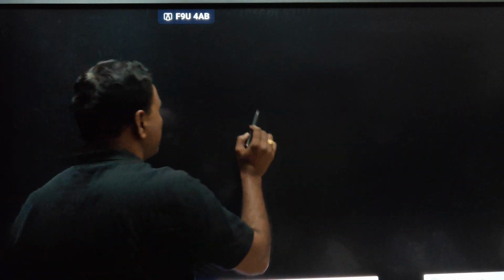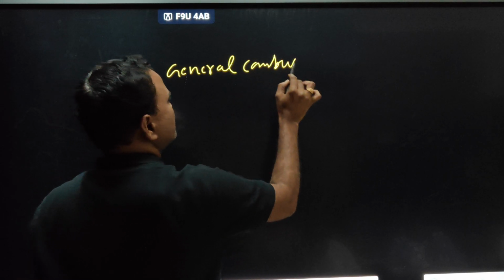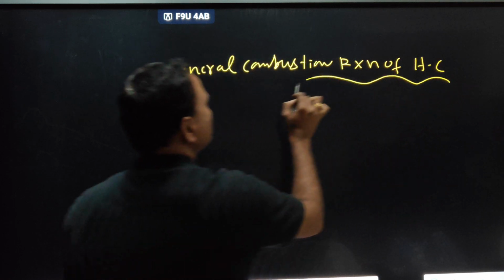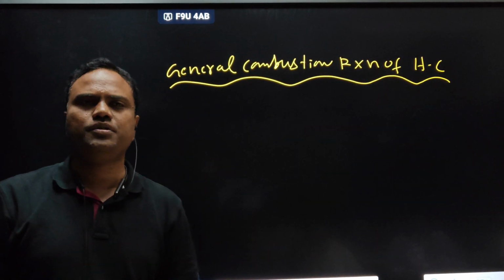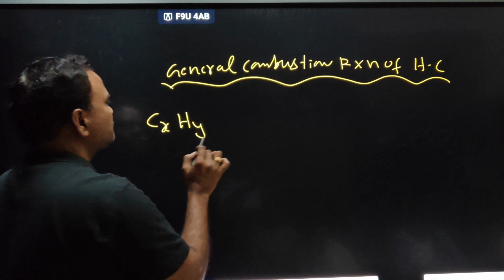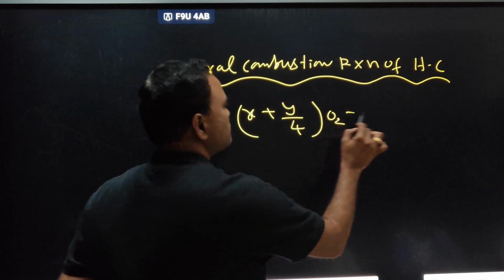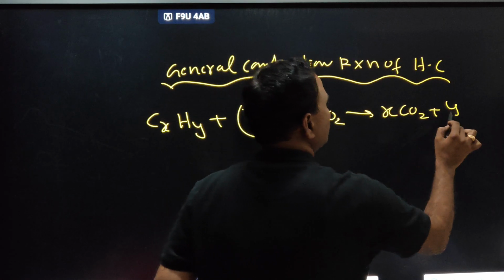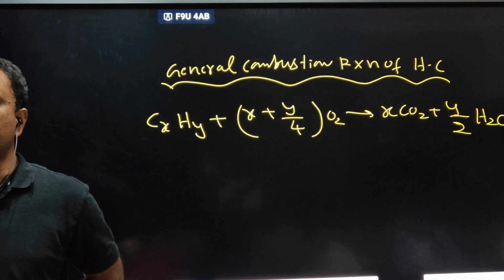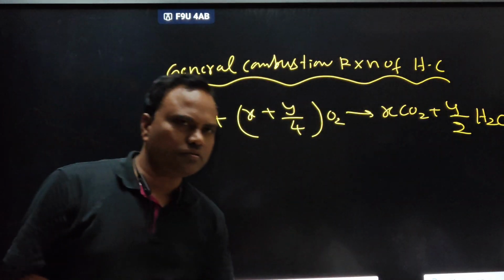General combustion reaction of hydrocarbon. CXHY plus X plus Y by 4 O2 gives rise to XCO2 plus Y by 2 H2O. You have to learn this equation by heart.